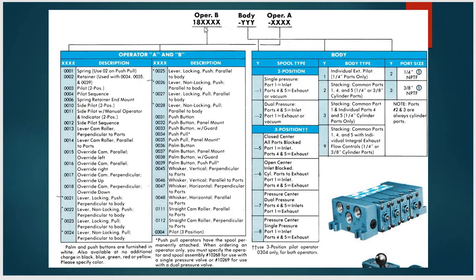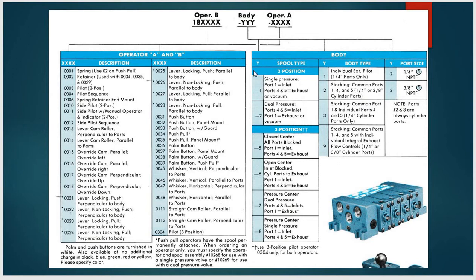is 180003, and it's going to be 112, and then it's going to be 0003 again. So for the operator B side, and we can use these two columns, you go down and you see that the 0003 is a pilot. It's a two position.